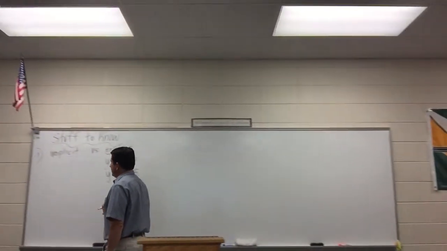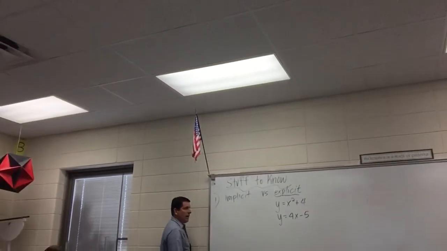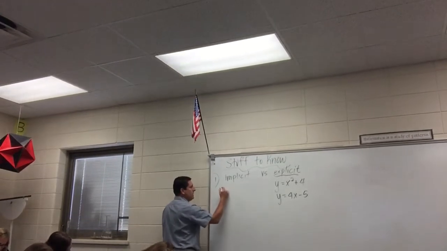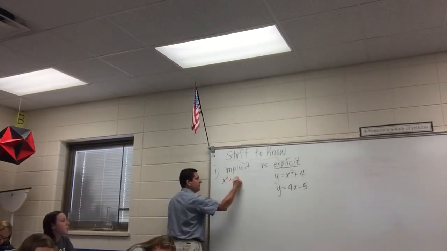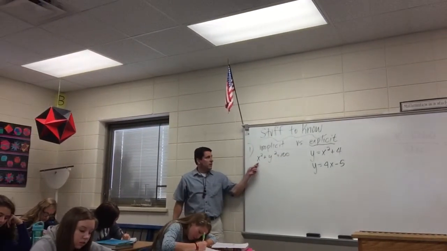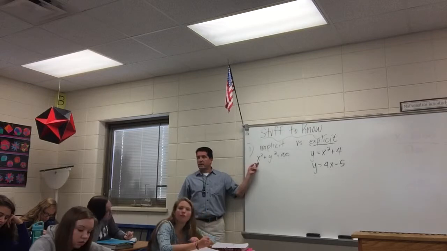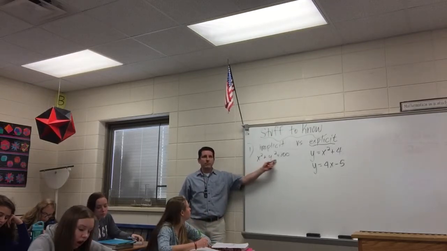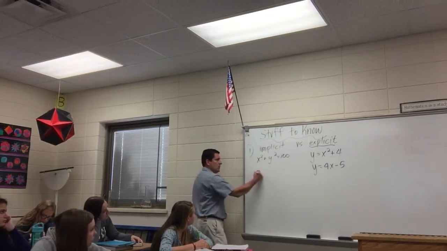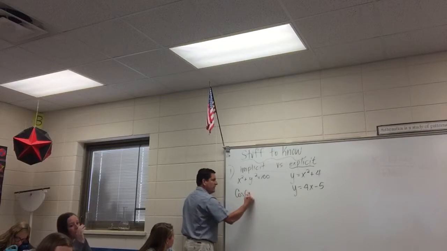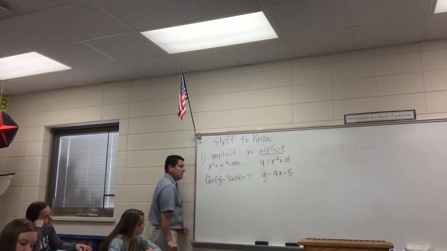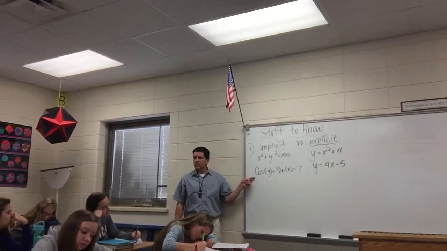To have something implicit means that the y is actually embedded in the problem. So if I had something like x squared plus y squared equals 100, that circle, this is an implicit equation because the y is embedded inside of it. We didn't solve it for y. Anything where we have the cosine of y minus the sine of x equal to 7 is written implicitly.